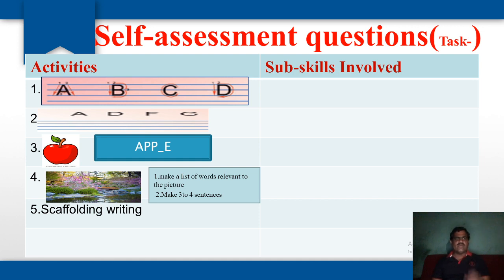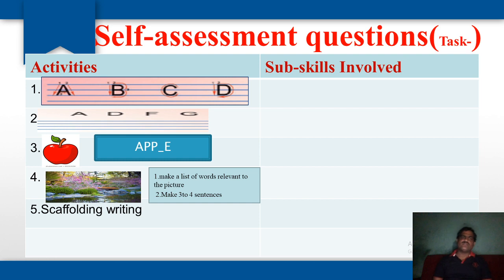Then the fourth thing is a garden picture. Make a list of words related to that picture and make 3 to 4 sentences on the basis of the words you have collected from the picture. Such type of activity is performed among our learners inside the classroom learning process. What sub skills are involved? Please write it down. Then the next thing is scaffold writing. The 3 types of scaffold writing we have already discussed. If scaffold writing is performed among our learners for the development of writing skills, what sub skills are involved?